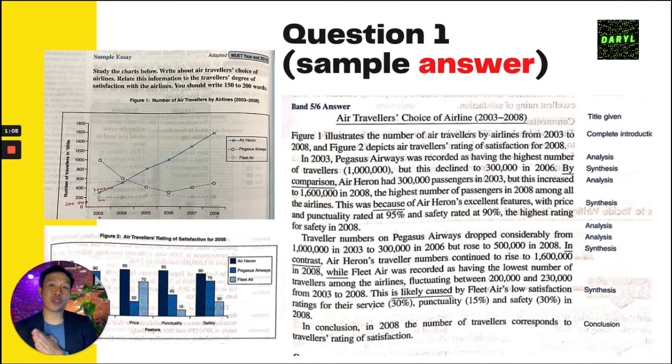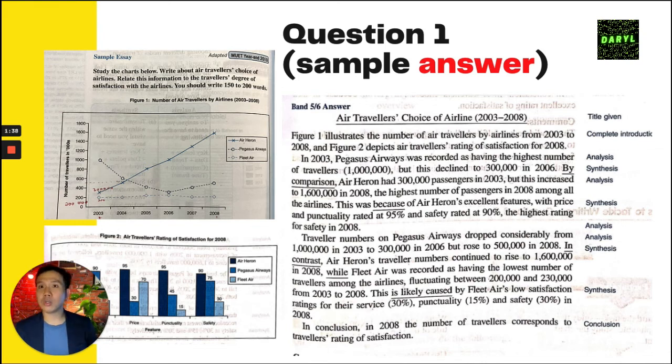So for figure 1. Alright, figure 1, like I said, is a line graph. As you can see, there are 3 patterns over here. First is a straight line, and there's a dotted line, and there's a dashed line. So this straight line, dashed line, and dotted line represent 3 airlines: Air Heron, Pegasus Airways, and Fleet Air. Fleet Air, is it? Yeah, as you can see over there.